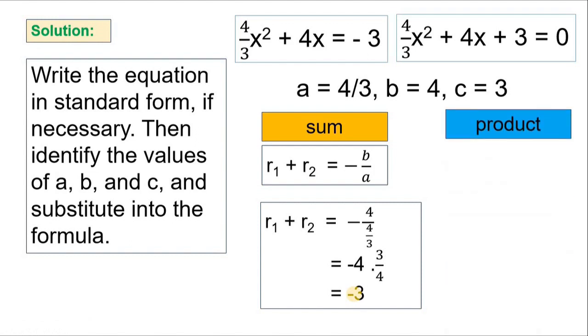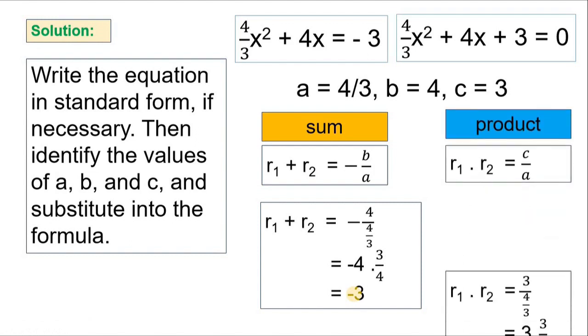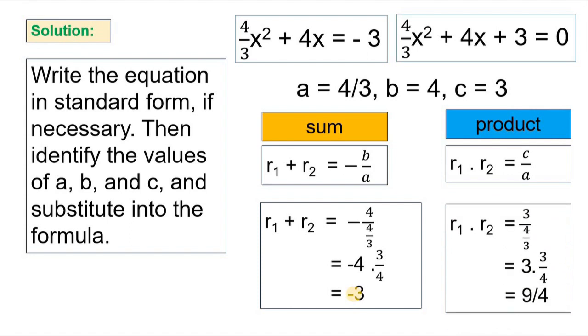Para naman sa product, we have C over A. So we have 3 over 4/3. Again, reciprocal natin yung denominator. So that's 3 times 3 over 4. 3 times 3 is 9. Kakopy natin yung denominator na 4.